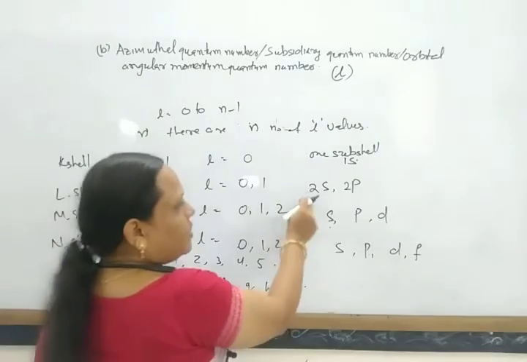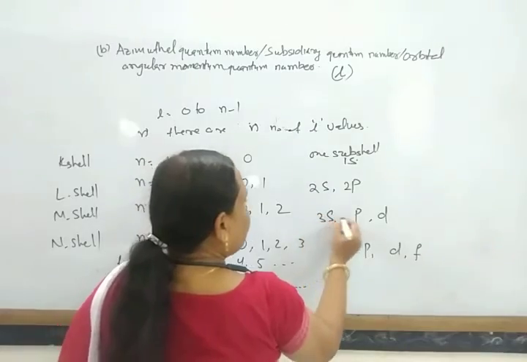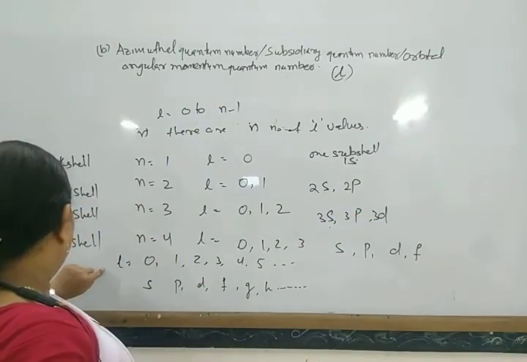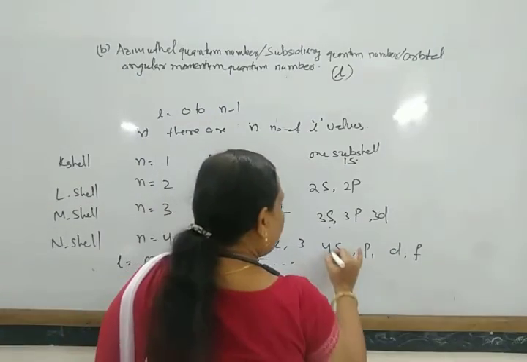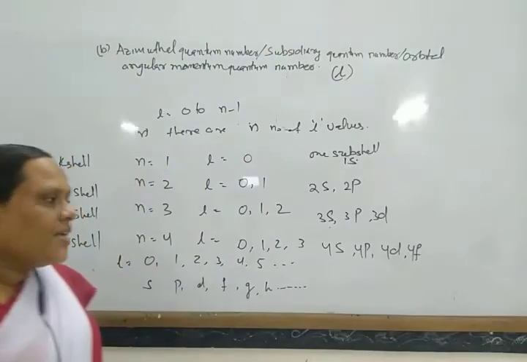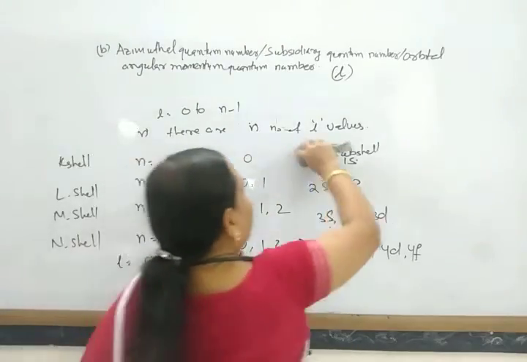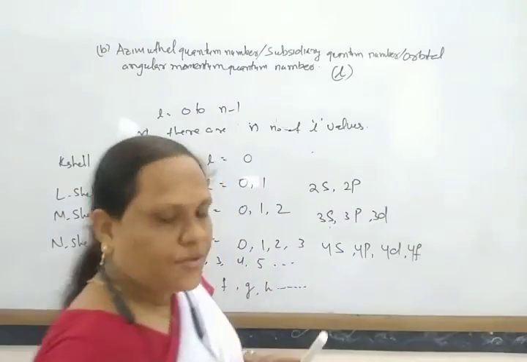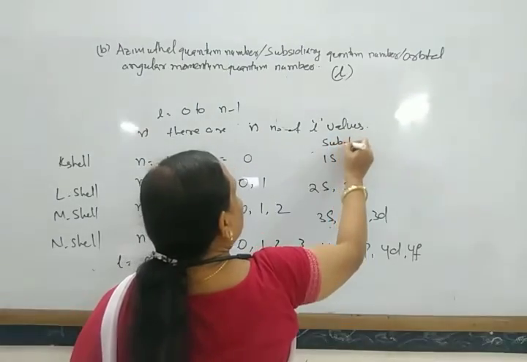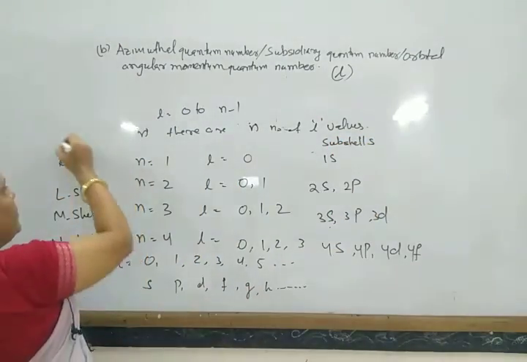The principal quantum number is written here. For the third cell, 3S, 3P and 3D. And for the fourth cell, it is written as 4S, 4P, 4D and 4F. In this way, these subcells are represented. So this is 1S subcells. So these are your cells.